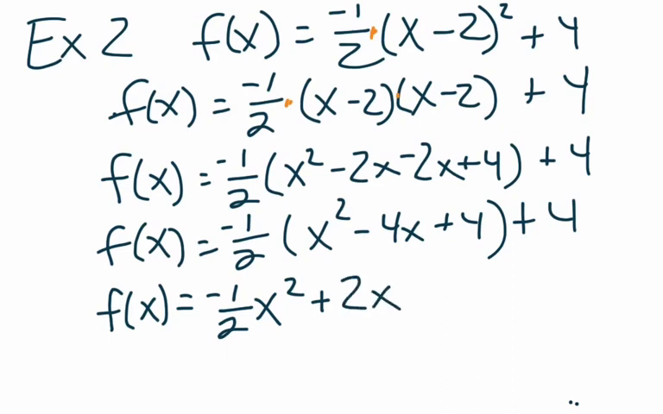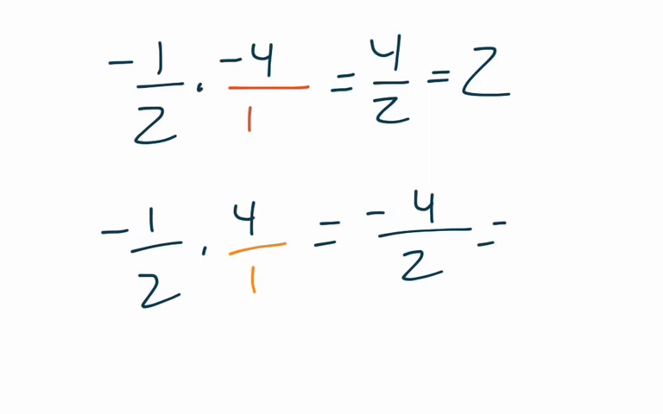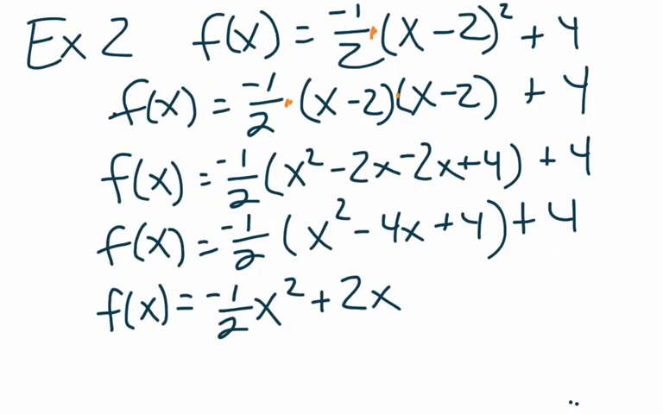Plus 2x. Now we're going to do negative 1/2 times positive 4. So, don't overthink this. That's positive 4 over 1. And so negative 1 times 4 is negative 4 over 2, which is negative 2. And finally, we don't need these parentheses anymore, so we can bring down the plus 4.